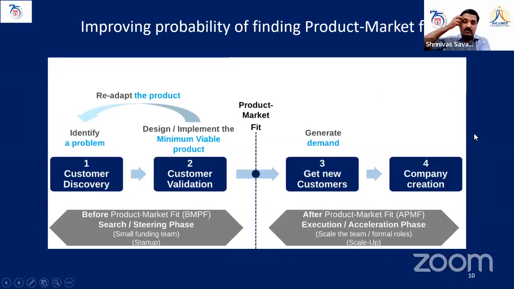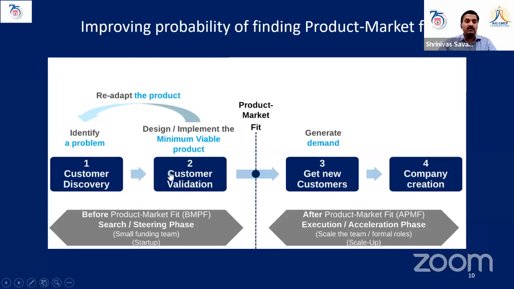And if you really want to have a successful product market fit, broadly there are two phases: before product market fit and after product market fit. Before product market fit, you have an iterative process of feedback loop. You have identified the customers, you have validated the customers with respect to your minimum viable product which you have implemented, and you have got feedback from the customers, and then you implement learnings from that feedback and you are actually refining your product.